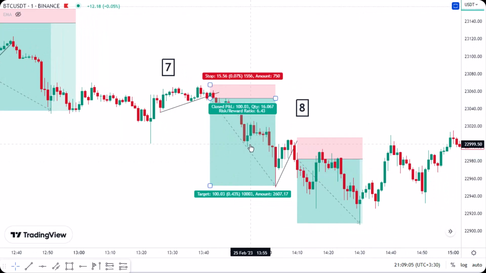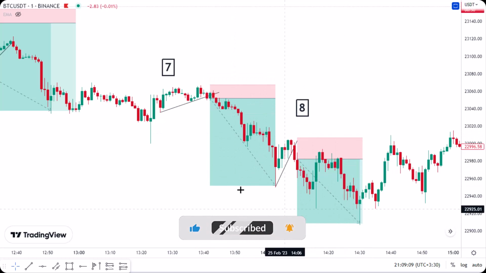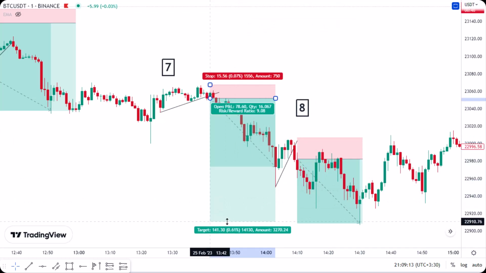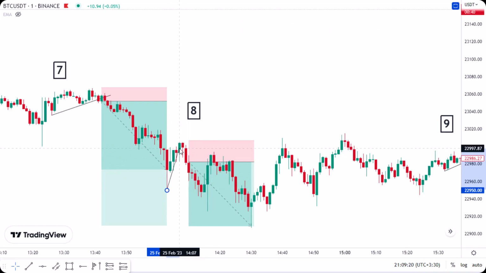You could also earn even more if you didn't close your position and the price was falling, and you could earn more here, something around 9. On trade 8 we have this trend line here. Actually it was like this.